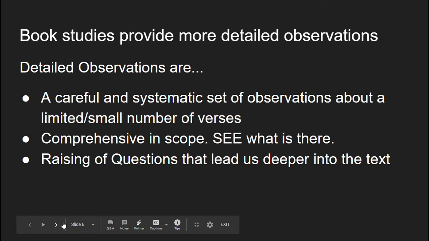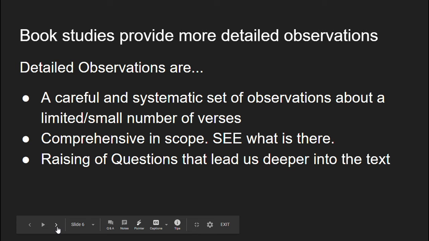So when we're dealing with a book study, they provide a more detailed observation. Now, detailed observations can be defined as careful and systematic set of observations about a limited or small number of verses. And it's comprehensive in scope. What do we see? What do we see that's there in the text? And then you would raise questions that lead to a deeper understanding of the text. These are very typical of book studies, kind of like the helicopter ride and the trolley ride.